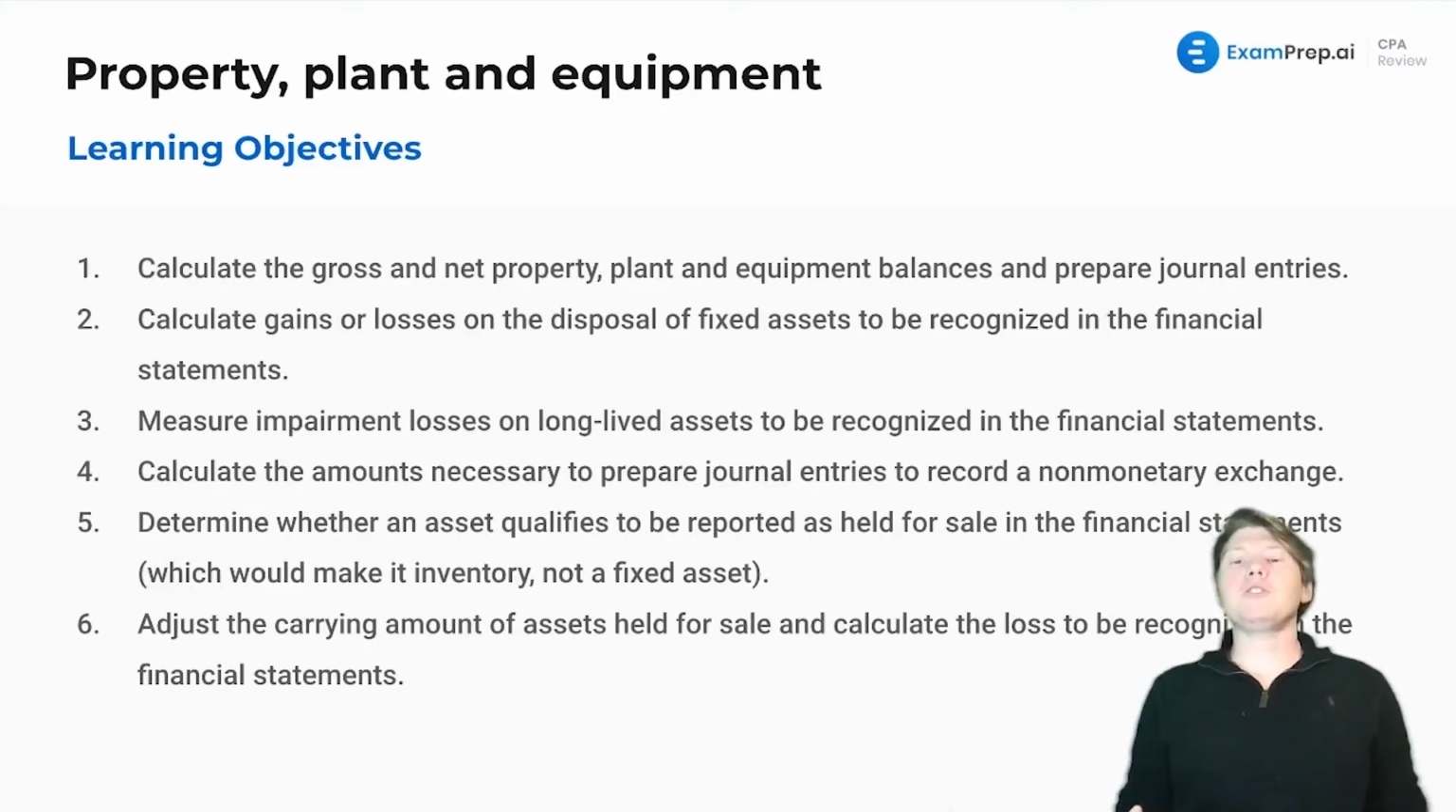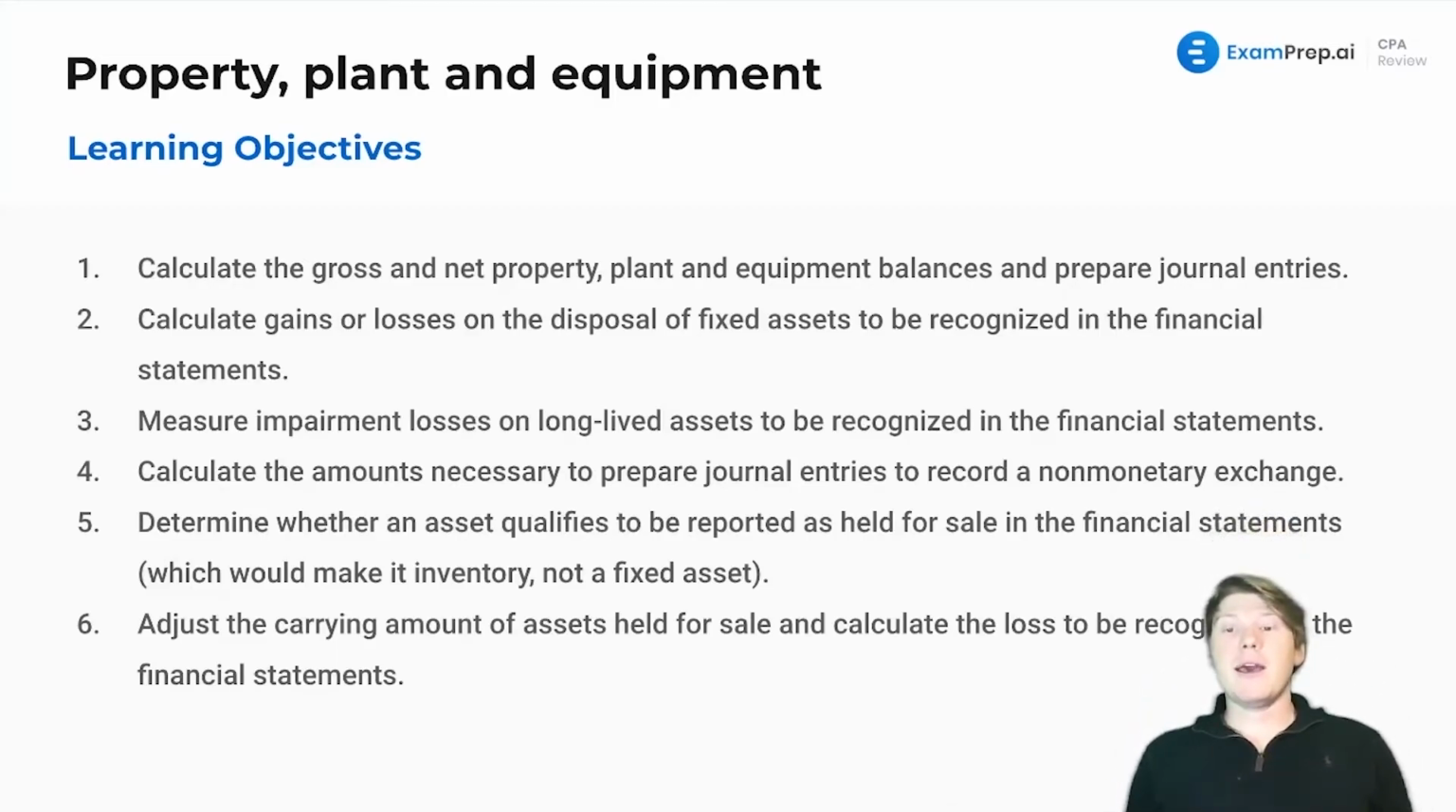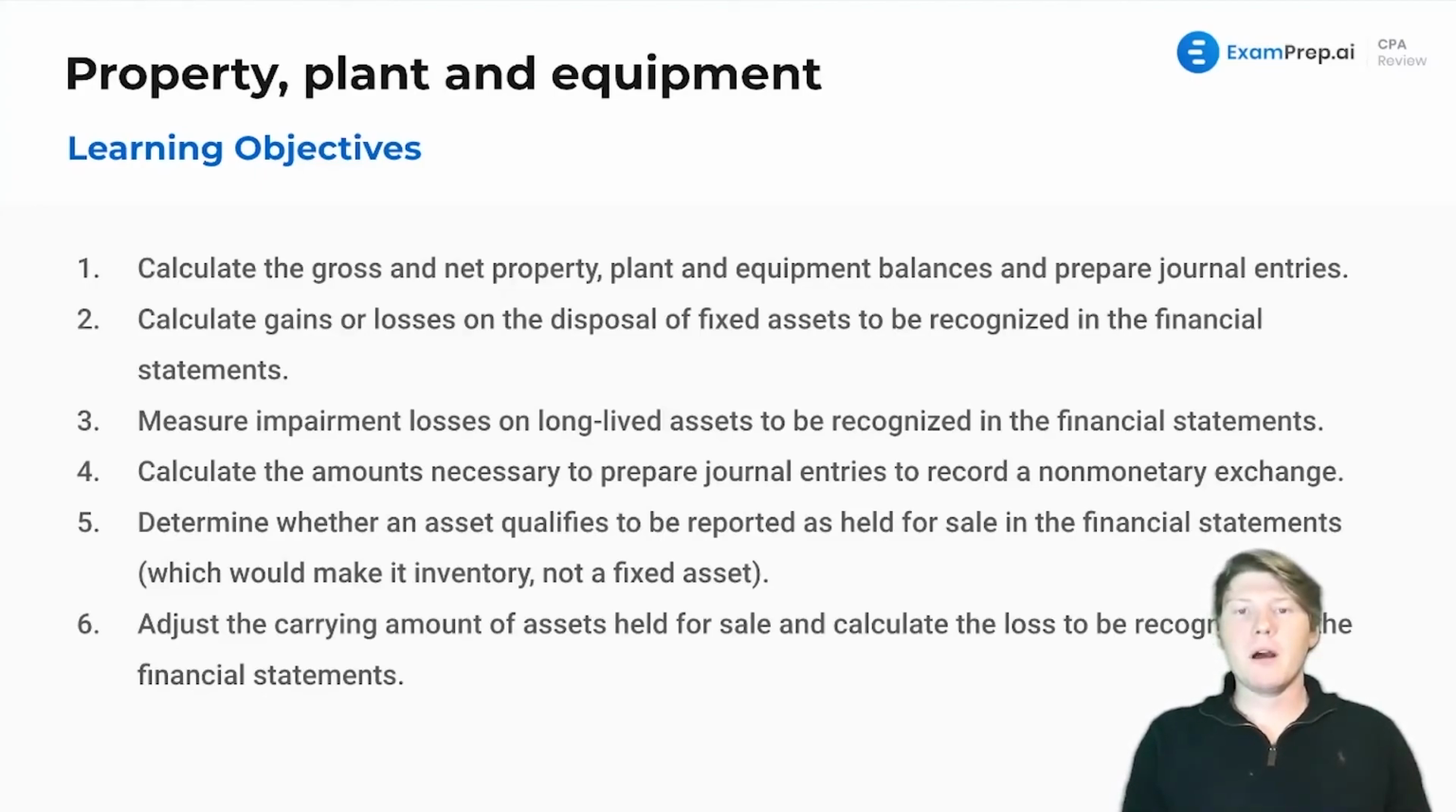We also want to determine whether an asset qualifies to be reported as held for sale in the financial statements, which would make it inventory and not a fixed asset. Very important there. If I am a construction company, a bunch of cars and trucks would probably be PP&E. If I am a dealership, a bunch of cars is probably going to be inventory, right?